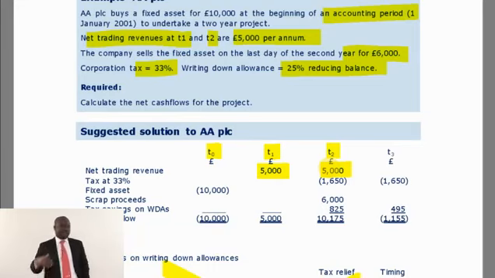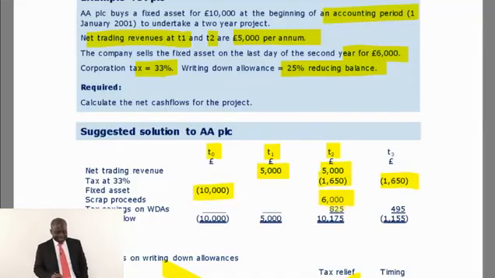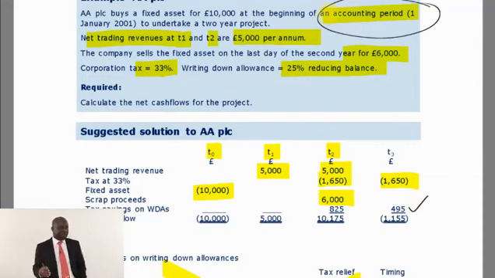If you get a cash profit, apply your tax rate. Tax is 33%. They assume that tax is paid 1 year in arrears, so they put a tax of 33% on. The asset is for 10,000. Residual value is what? 6,000. What I'm interested in is the capital allowance. When should you claim the capital allowance? Because we started the project at the beginning of the accounting year, capital allowance should be claimed from year 1.